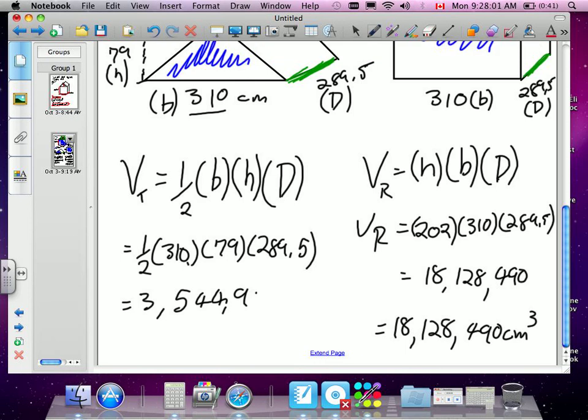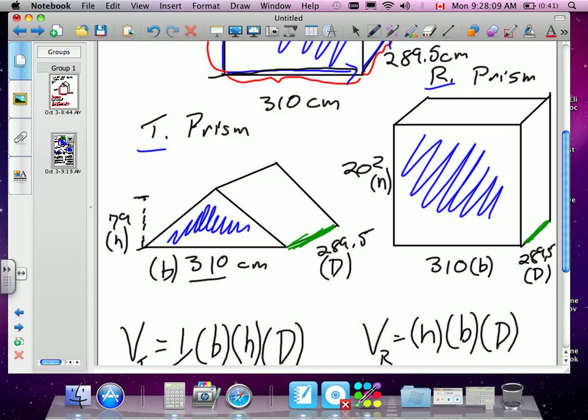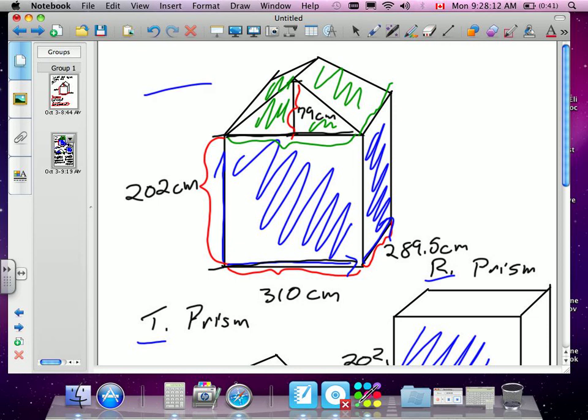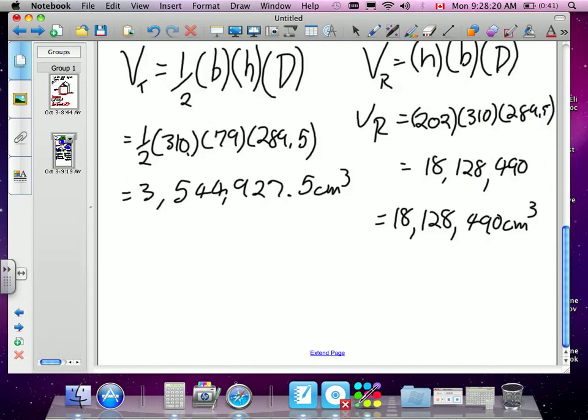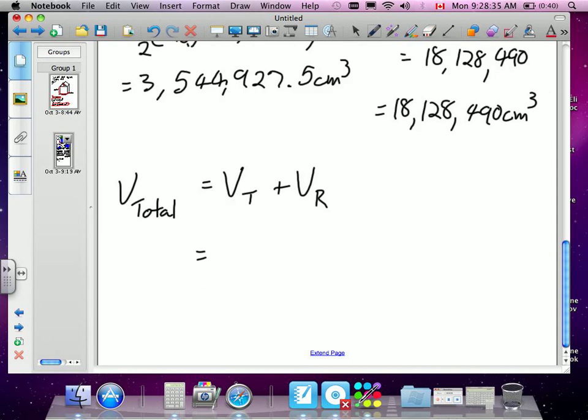So we found the volume of the top of this object and the bottom. Well, we want the volume, obviously, of the entire object. So what we're going to need to do is put these two together. The total volume will be equal to the volume of our triangular prism plus the volume of our rectangular prism. So we're going to put those two numbers together. Our triangular prism was 3,544,927.5 plus 18,128,490.